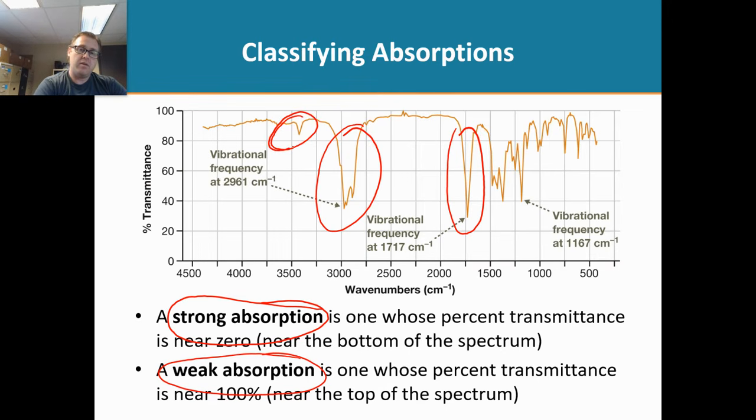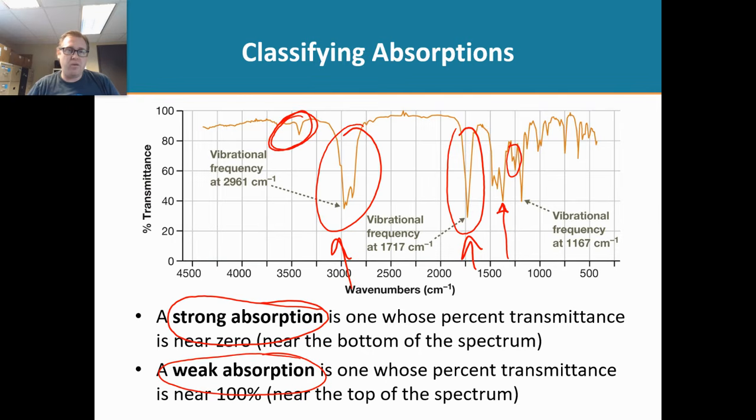This one right here would be considered a weak absorption because it has nearly 100% transmittance. And then you could look at this guy right here. You could maybe call that a medium. It's all relative when you're comparing the different sizes of peaks. But strong absorptions typically look like these two. Okay. Now, could you argue that one right there may be strong? Yeah, you possibly could.